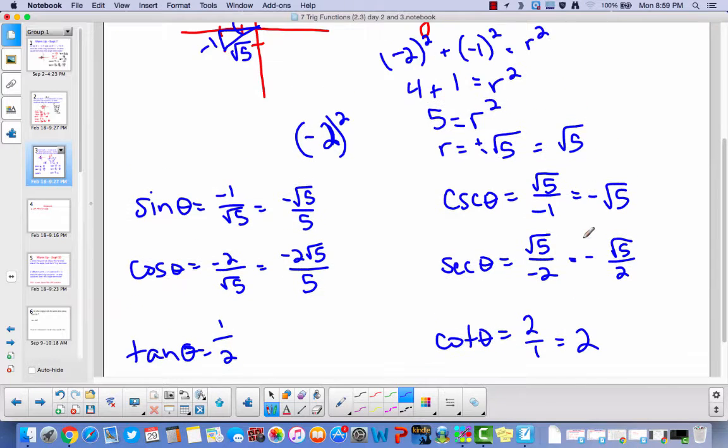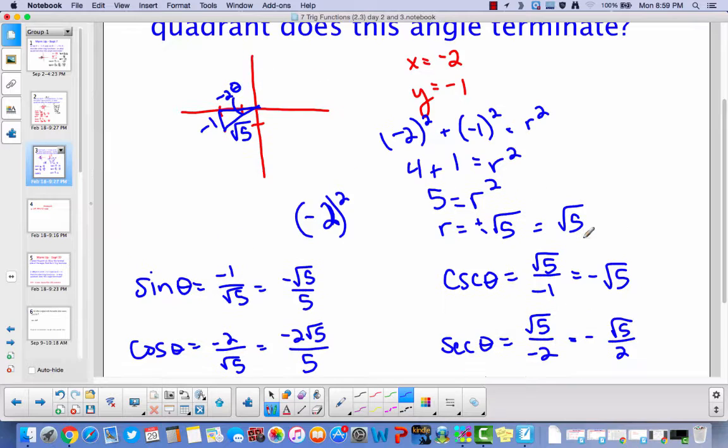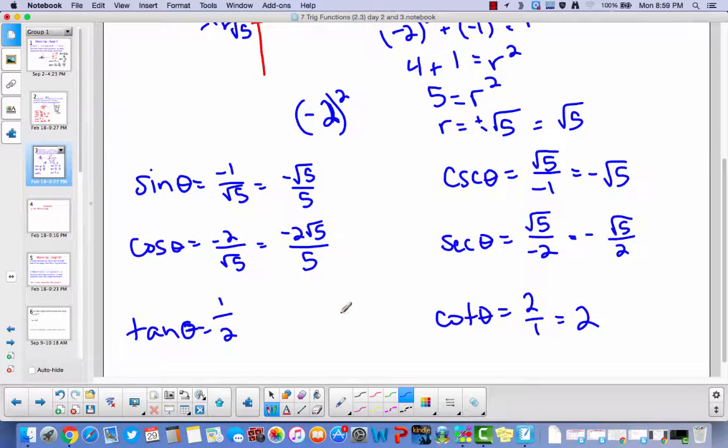Remember, our angle is in the third quadrant. So sine, cosine, cosecant, and secant, these 4 values right here, are negative. But tangent and cotangent are positive, which is what we got. Please be careful. Watch your positive and negative signs when you're doing today's work. Also, please make sure that you're drawing your illustrations.